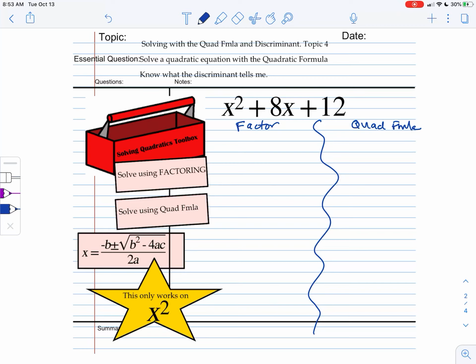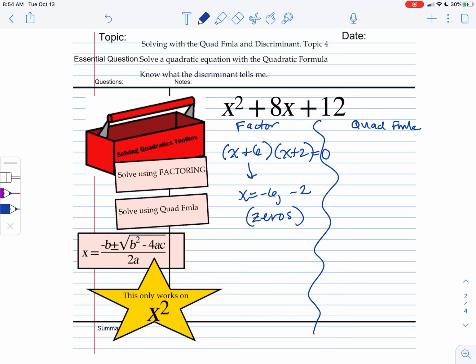So whenever I see an x-squared function, the first thing that I think is, can I solve using factoring? Because I like factoring. To me, that's my favorite. And some people don't think that. But I would factor this into x plus 6 and then x plus 2. And then if I wanted to find the zeros, I would say x equals negative 6 and x equals negative 2. These are my zeros. Okay, so factoring to me is the route that I chose to go.